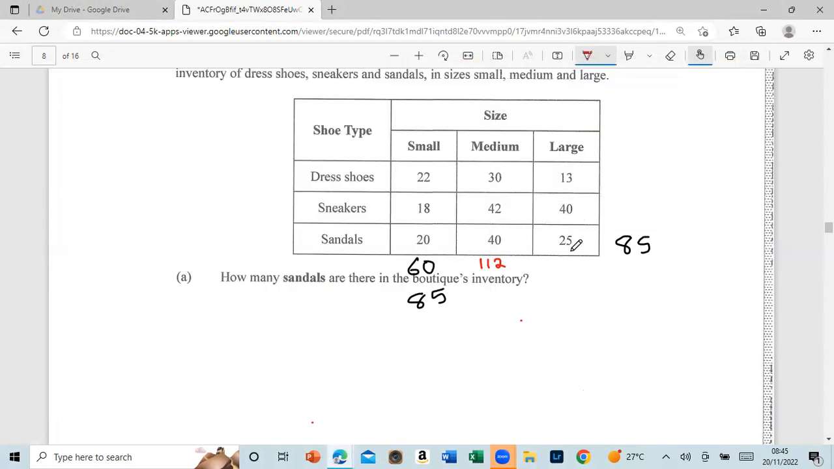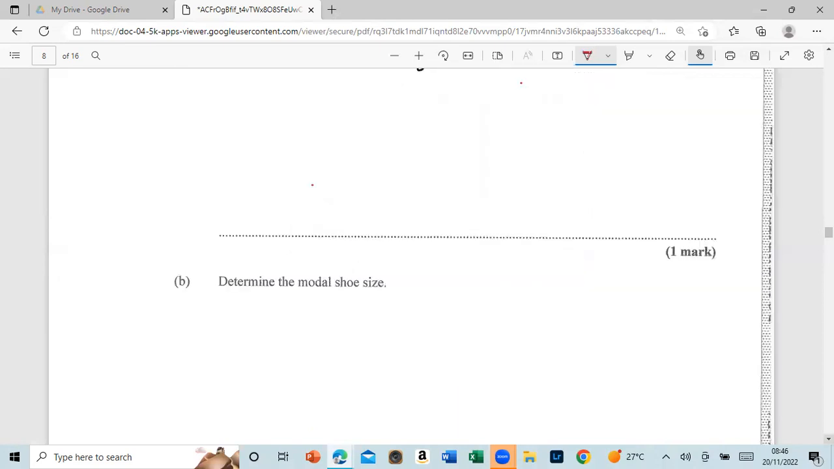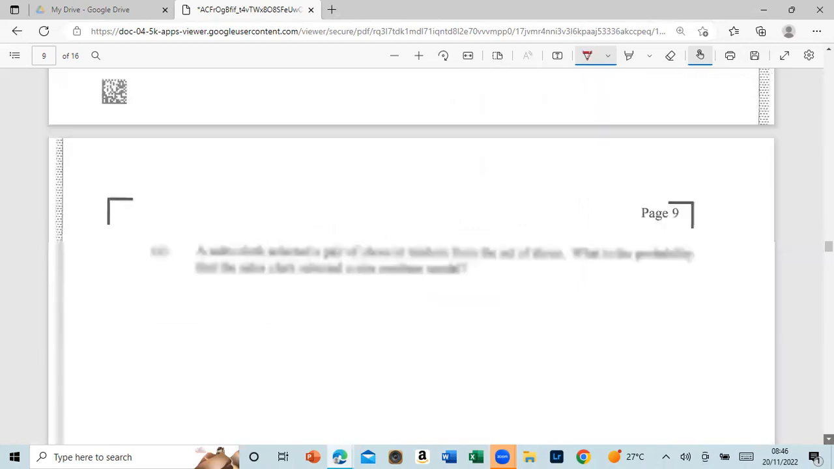What was the total? 78? All right. So for the modal, it would be the highest value, and it's so clear. So it would be medium. So E has more medium than any other shoes. But remember to show working. Very important. Don't just write medium, large, or whatever. All right, so let's move on to the next one.